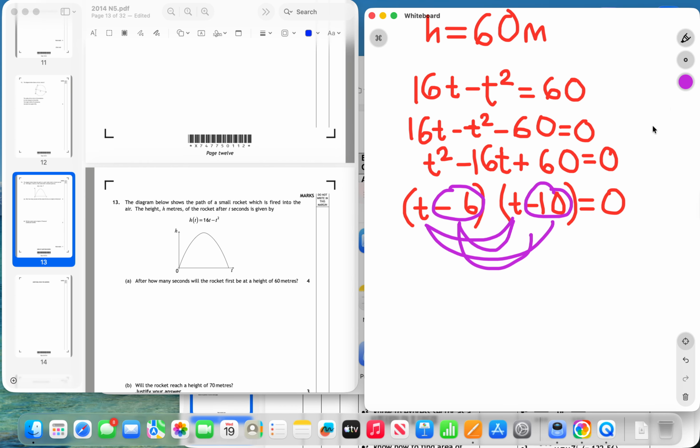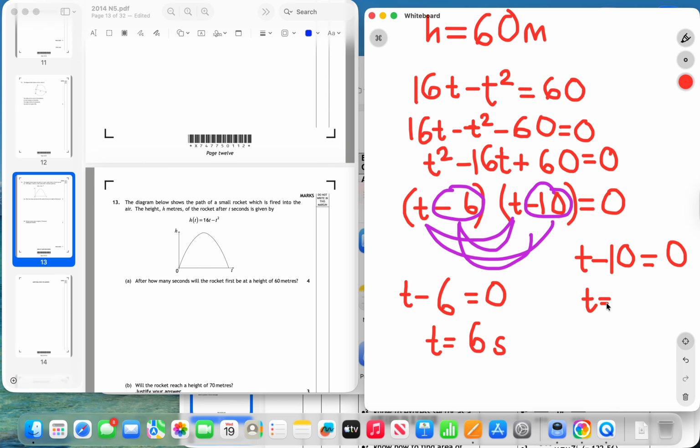So we then have to solve the factorised equation. So you've got t minus 6 is 0 or t minus 10 is 0. So our two options are t is 6 and t is 10. Those are the two solutions.